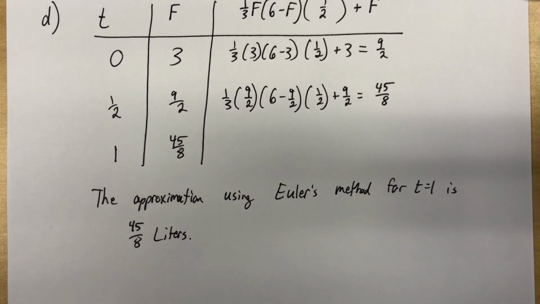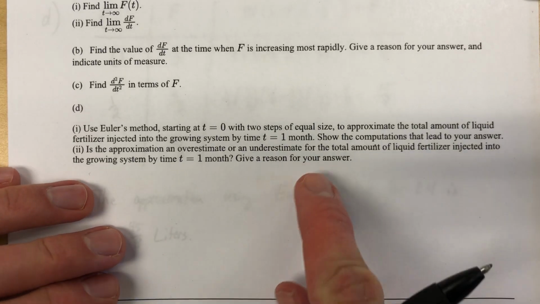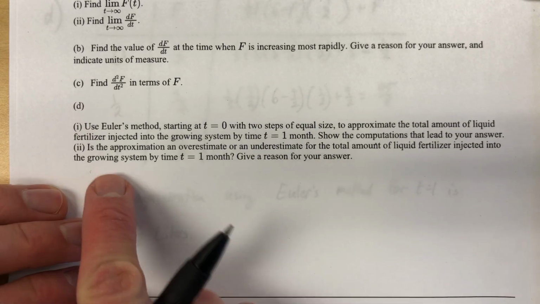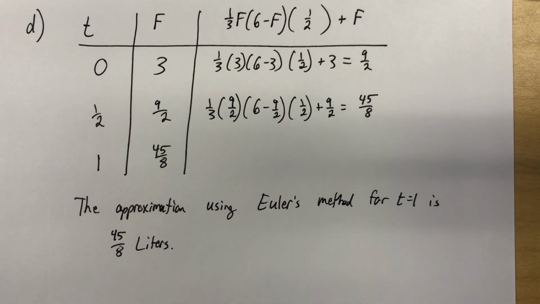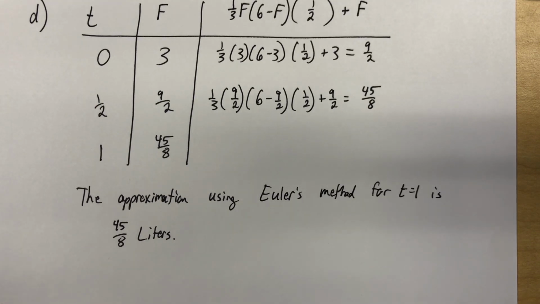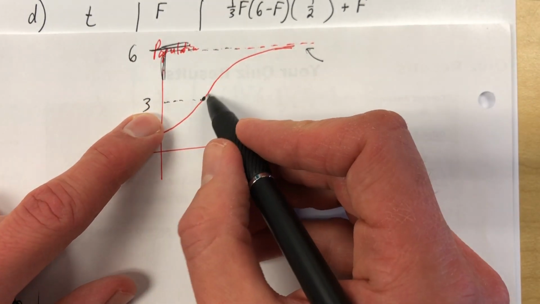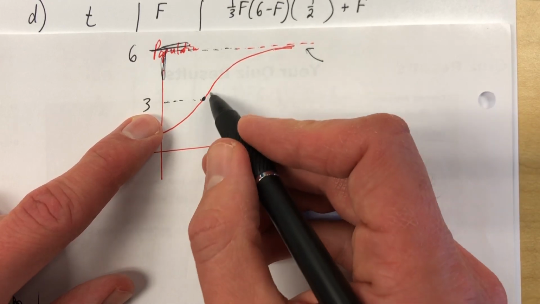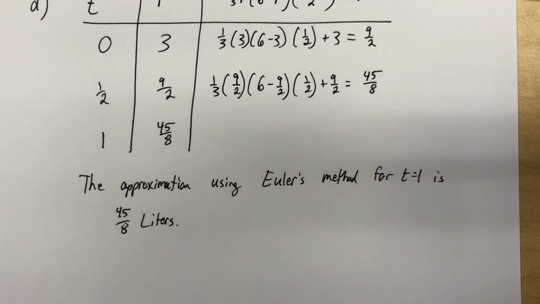Now we're still not done. We have to continue reading and move on to the next part. And the next part says, is the approximation an overestimate or an underestimate for the total amount of liquid fertilizer injected into the growing system by time t equals 1 month? Give a reason for your answer. Okay, is it an overestimate? Is it an underestimate? I don't know, but here's what I do know. And this is going to be kind of intuitive once we realize that we're really looking at a graph. I need the second derivative, but I don't need the second derivative. Beyond this value, from 3 to 6, the graph is concave down, right? It is, because we're increasing towards 6 and becoming concave down. So, here goes. Our approximation is going to be an overestimate.